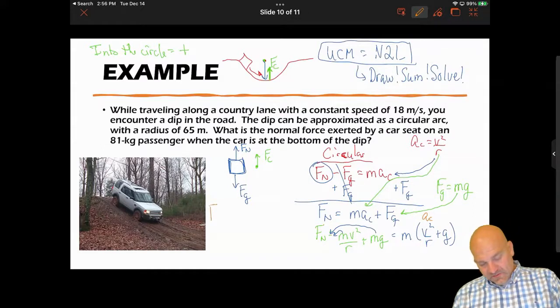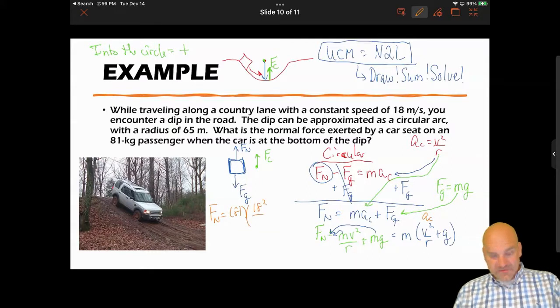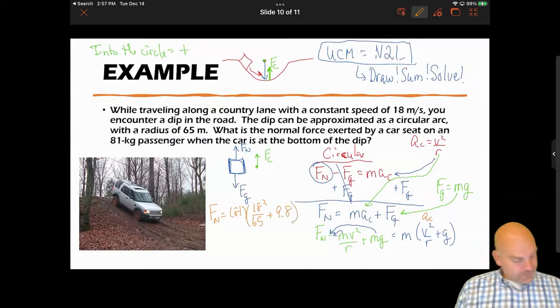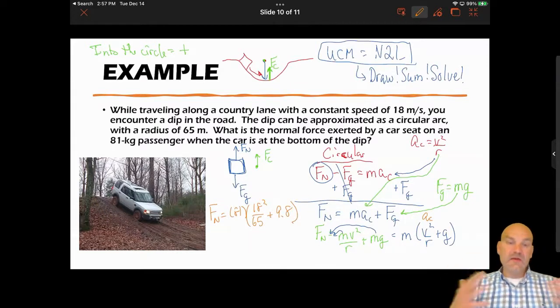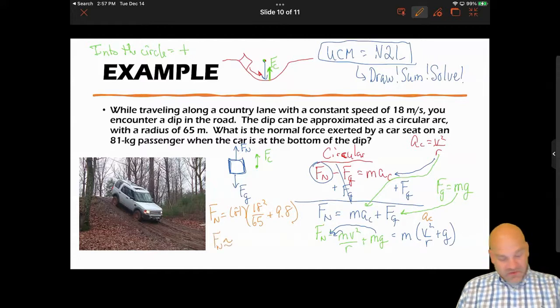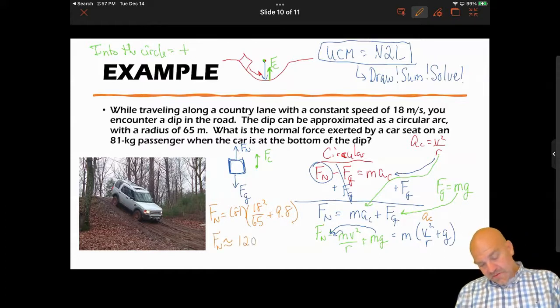I'm going to move over here. So I'm going to say normal force equals my mass, it's my person, right? 81 times v squared over r. So 18 squared over 65 plus g, right? We'll call it 9.8. You can call it 9.81, 10, whatever you want to call it. We just know that the normal force experienced by the person is approximately 1,200 newtons.